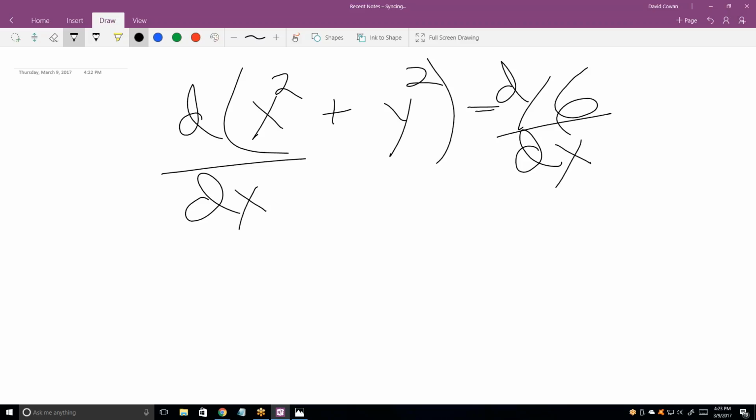Well, what do you get on the derivative of the left side? 2x plus 2y times dy dx. Right, and I'm going to call that y prime, just in the interest of brevity. Okay, what's the right side?